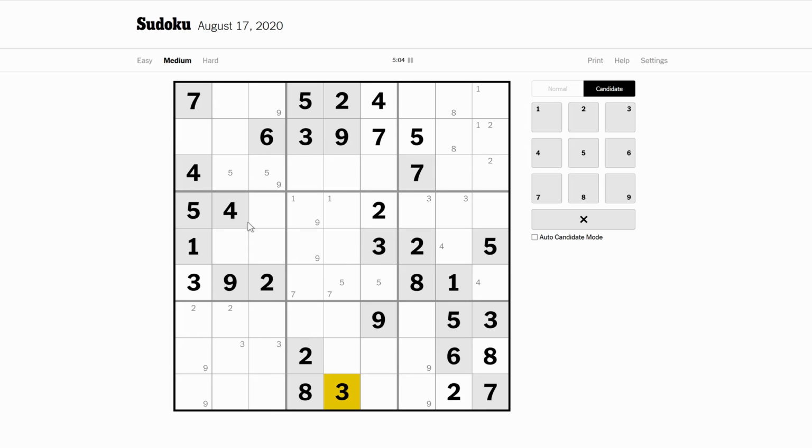3s. Looks up. Nothing on there. What about 4s? So I've got a pair of 4s here because of these 2 4s.